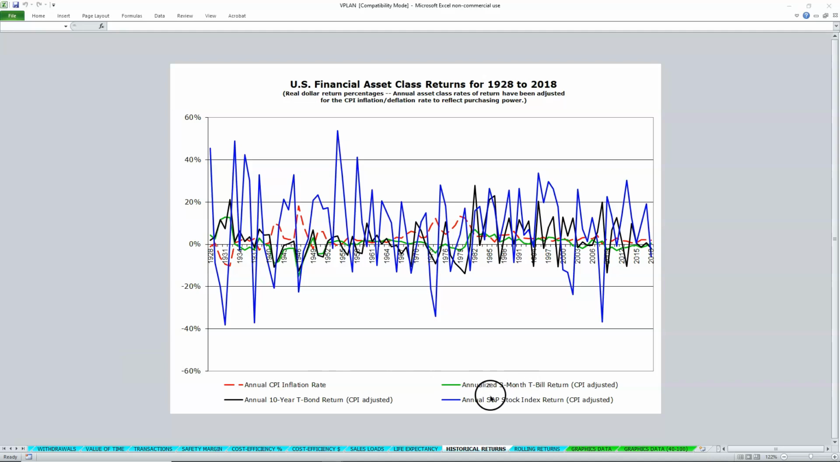The solid blue line is the annual return on stocks based on the historical Standard & Poor's stock index return. The 90-year compounded annual S&P stock index return has been 6.5% with inflation removed. Because these asset class returns fluctuate significantly from year to year, they can be difficult to interpret visually. Therefore, VeriPlan provides an additional graphic with the same data presented as 5-year rolling returns. We will now click and view the blue-tabbed rolling returns graphic.